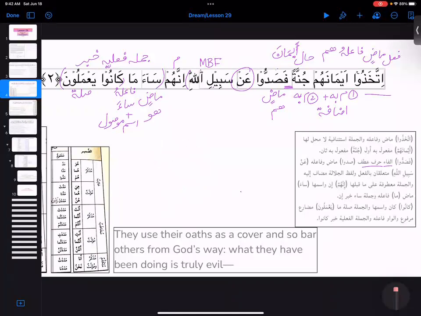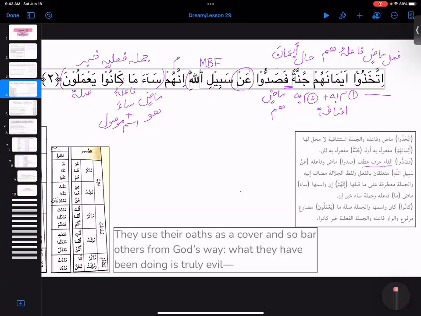And now are we getting two maf'uls over here? No, right? So then we can use this term, sadda musadda. So an sabilillahi, basically this is taking the place of two maf'ul. Okay, then we have next.